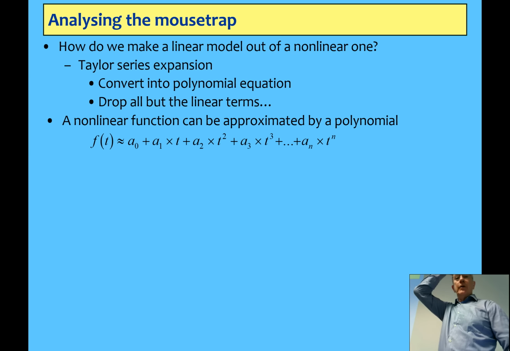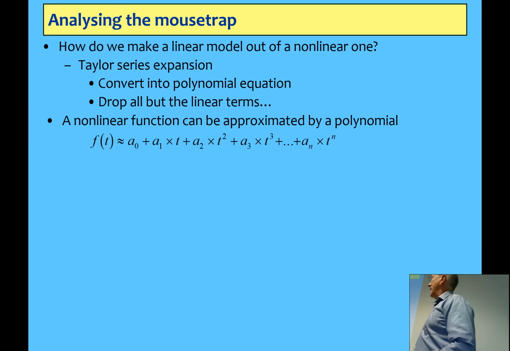So the way you get a function like this: let's say the function at t is equal to a0 plus a1 times t plus a2 times t squared, way out to an times t to the n. So presuming I've got some nonlinear function, I'm going to say it's approximately equal to all this stuff. There's going to be some error.